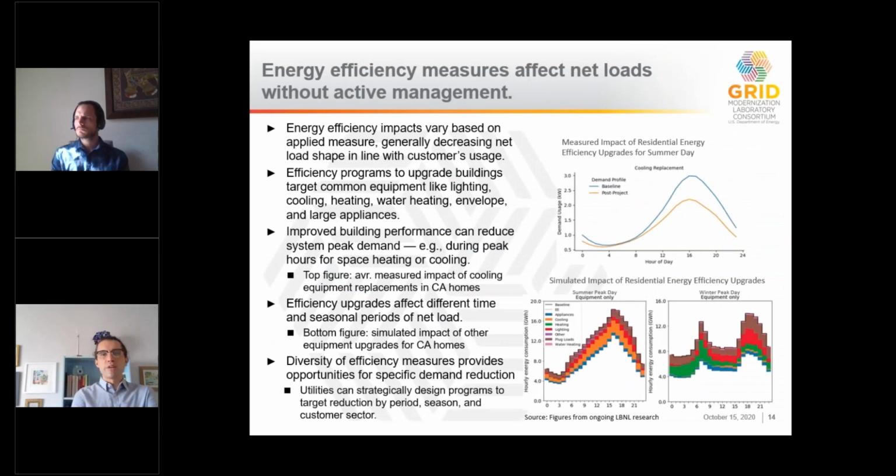Perfect. So energy efficiency measures impact net load without active management. And while we historically think of energy efficiency as providing overall demand reduction, the timing is also important for net load management, such as targeting peak demand periods. So energy efficiency programs are used to upgrade common equipment in buildings, but different upgrades affect different time and seasonal periods of net load. For example, cooling will impact summer peak, while heating will impact winter peak, whereas other programs will reduce net load throughout the year. What's attractive about energy efficiency is that utilities can utilize this diversity of measures to strategically design programs to target reduction by period, season, and customer sector. Next slide.